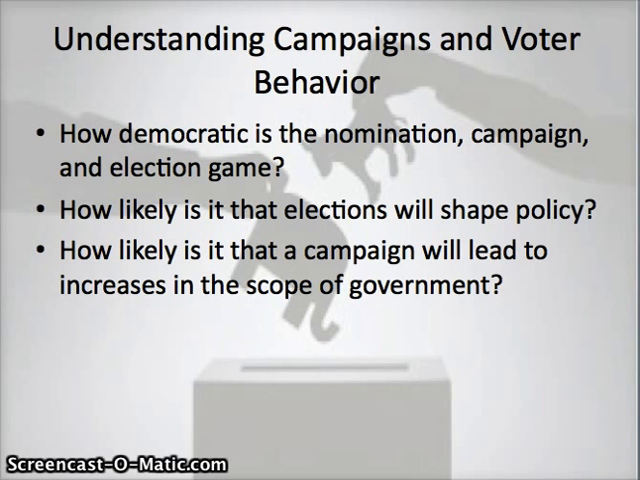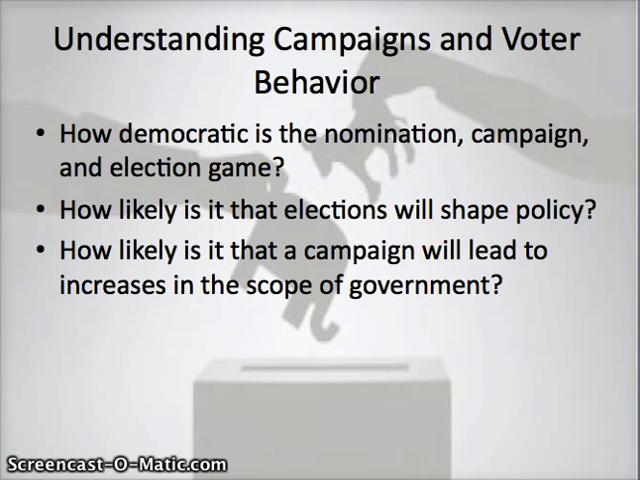Right, also, the longer a campaign process and a nomination process is, the more it's going to cost. And again, it may discourage qualified candidates from running because they don't feel like they can take time away from governing. All right, so do elections actually affect public policy?